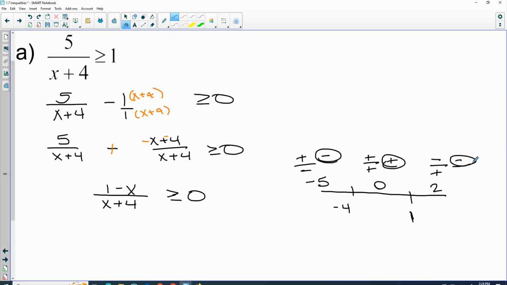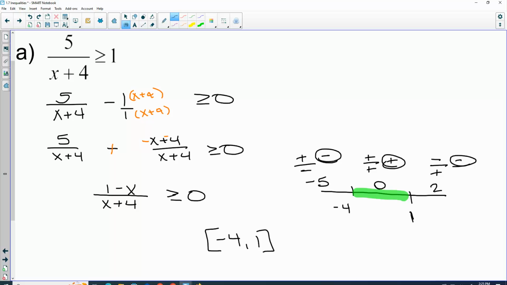Now look back. Which one were we supposed to have? Alright, so we wanted positives. Equal to means bracket. You have to be a little bit careful though. Because if I write bracket -4 comma 1, that's wrong.